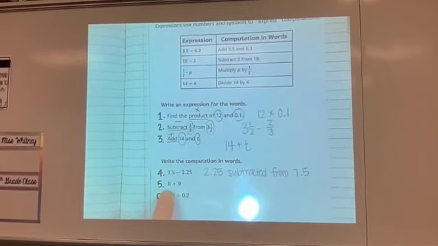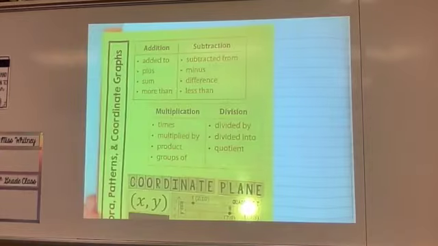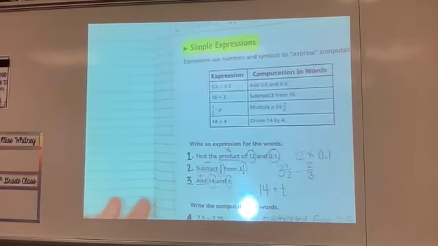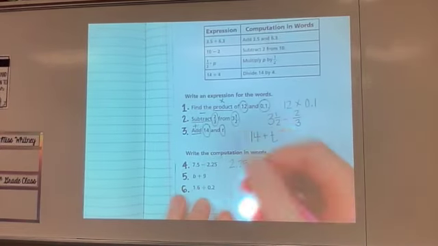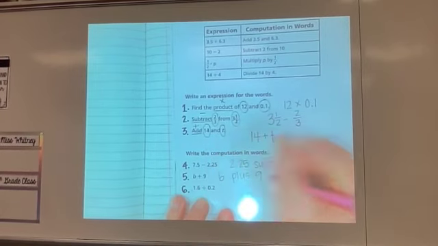Number 5, here is my expression. I need to put it into words, and I notice that I'm adding, so I might want to look at my addition keywords and see what I would do there. I'm just going to use plus this time. I'm just going to make it simple. B plus 9. That's it.